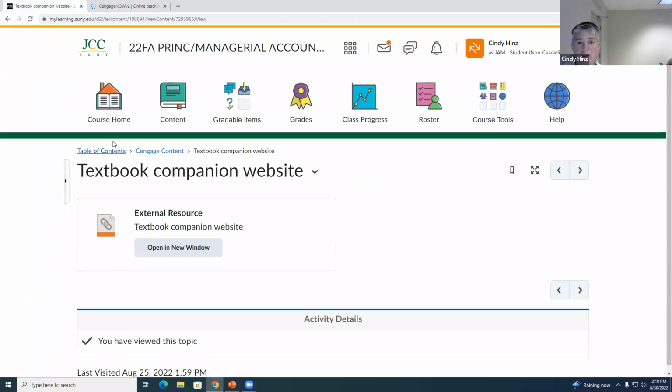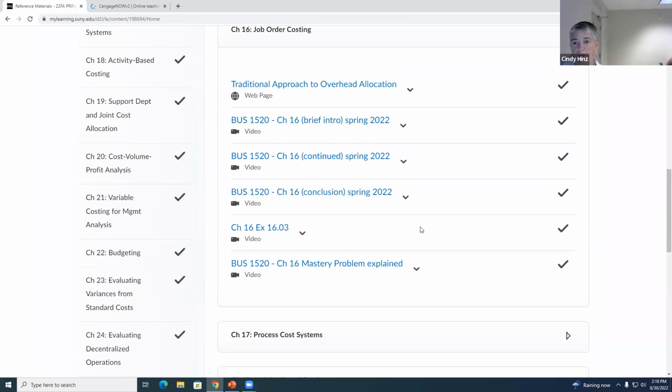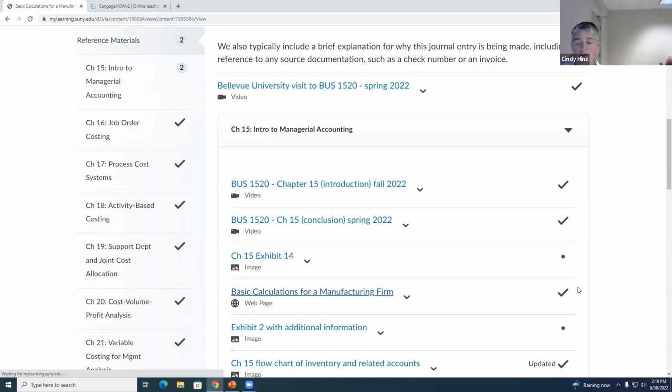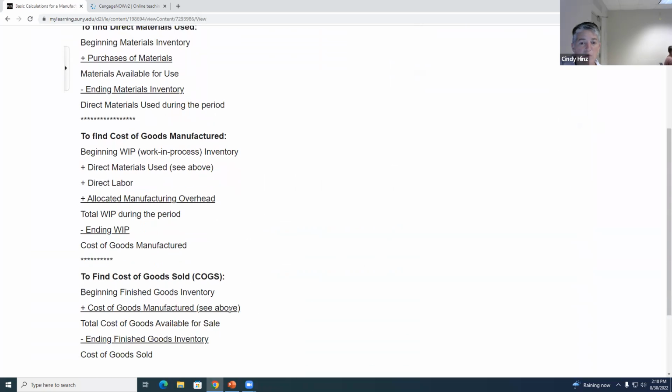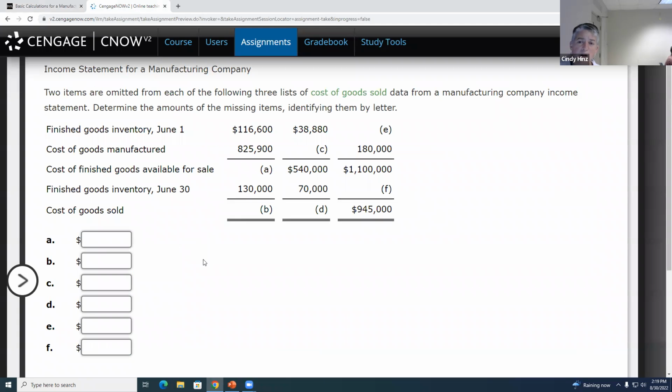I also want to point out to you in the reference materials folder in Brightspace, I can get there. So the reference materials folder for this chapter, open that up, has some basic calculations for a manufacturing firm. And what we just went over is right here. So you may find these formulas, these calculations, useful as a reference. We'll be using them ourselves in these next couple exercises. So what we're doing here, you also have access to. And so I said we'd do letter A and B, the first column, together.